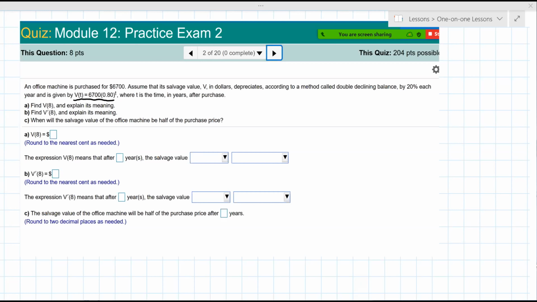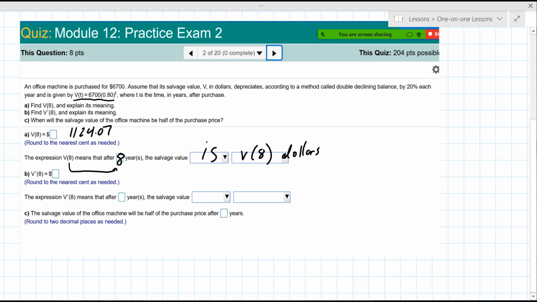I get 1124.07. Yep. Okay, this means after 8 years, that's where the 8 comes from, the salvage value. I don't know what the drop downs are. Let me go back and grab them. It's v of $8. It's a little awkward, but that's what it is.